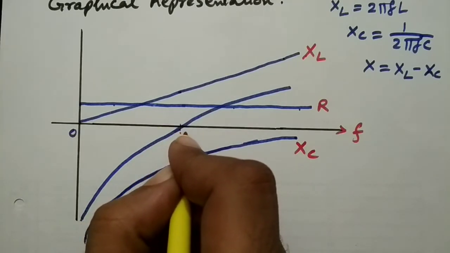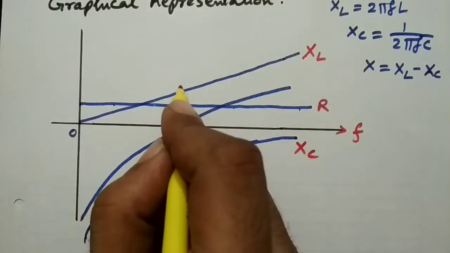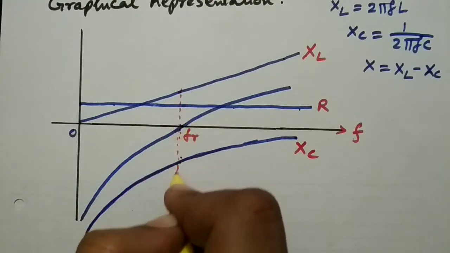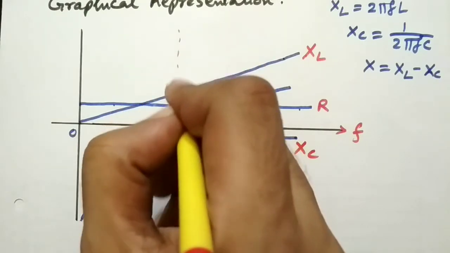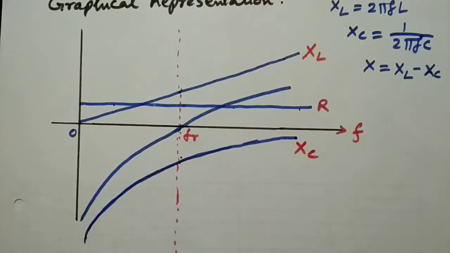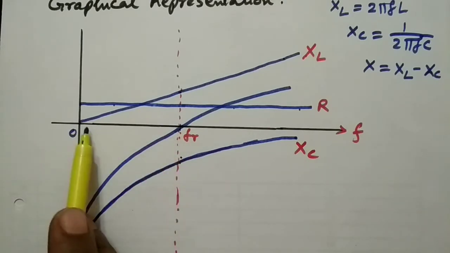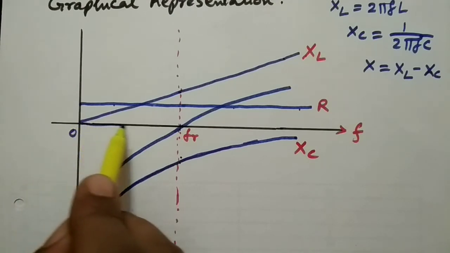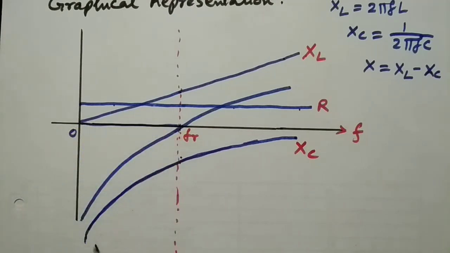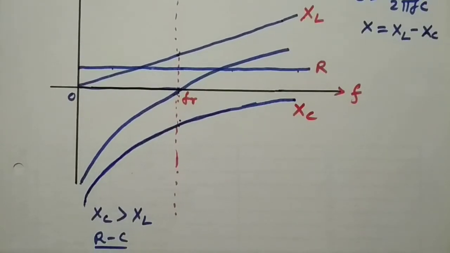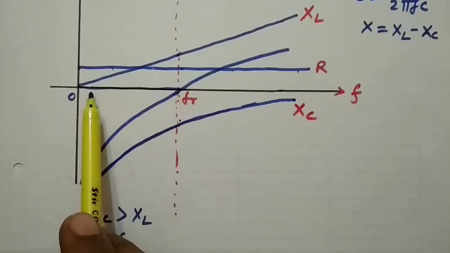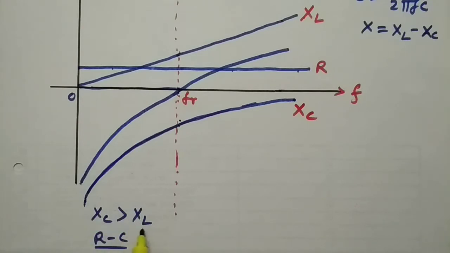And this is considered as the resonant frequency, because we have already seen that at resonant frequency, XL will be equal to XC. So here we can consider that if the frequency is lower than the resonant frequency, that means from 0 to Fr, here XC will be greater than XL, so the circuit nature will be resistive capacitive. So if the frequency is lower than the resonant frequency, XC will be greater than XL, so the circuit behavior will be resistive capacitive.